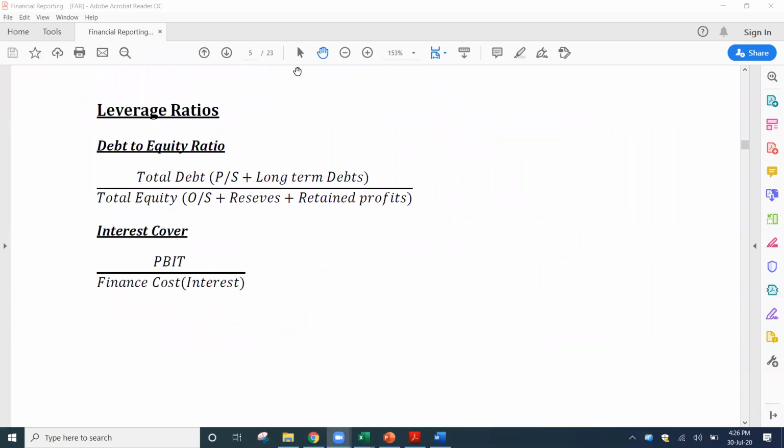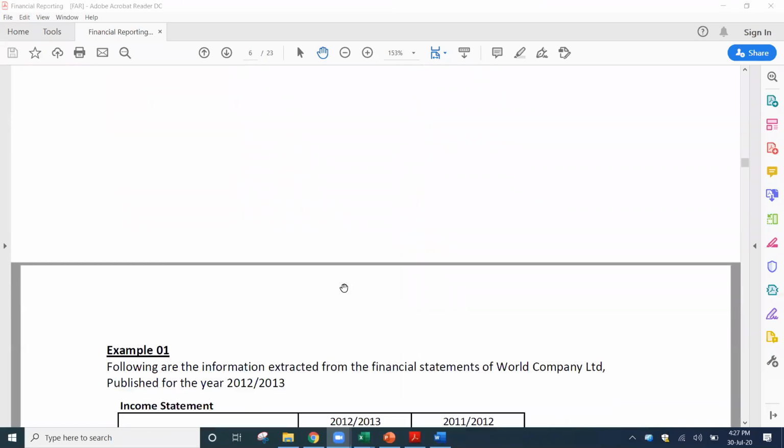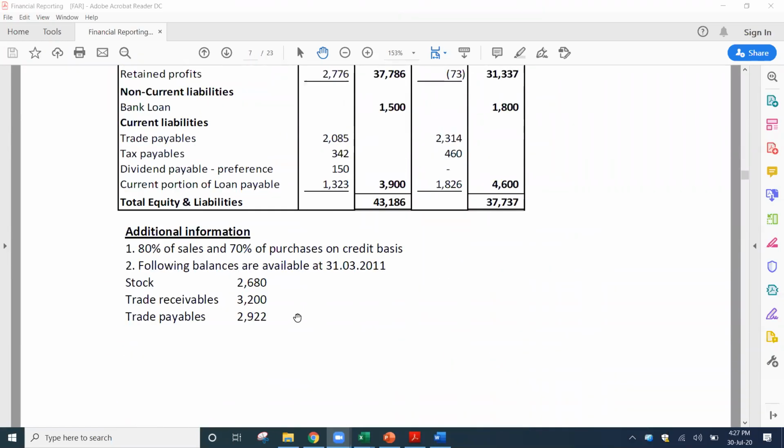Leverage means it's like a lever. Right? You compare the capital of the business, debt capital and the equity capital. And also interest cover. How many times you can cover up the interest. Right? So these are main ratios. And you also have inventory ratio. I will discuss in the questions. Okay. Now what we'll do is we will do an example question.